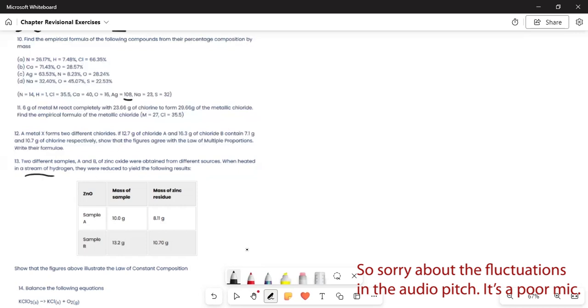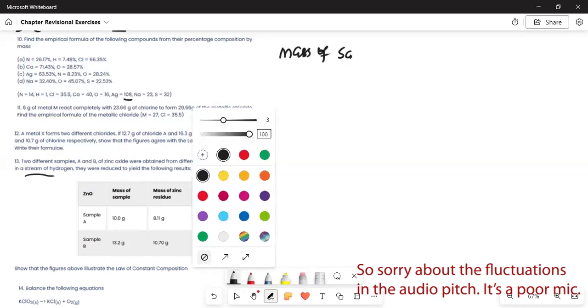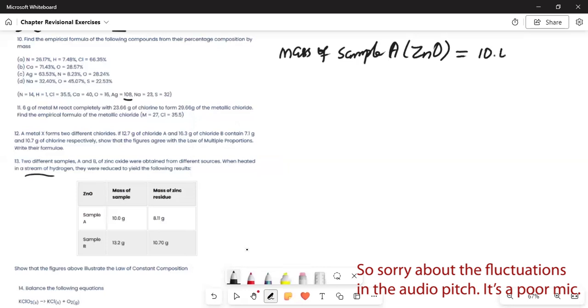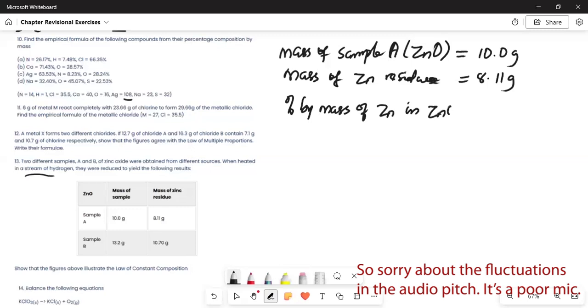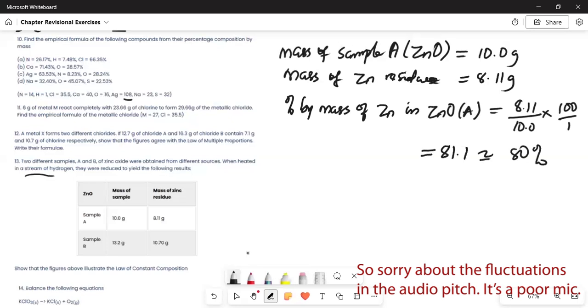Since the law is constant composition: the mass of sample A, which is the zinc oxide, is 10.0 gram. Then after reducing it, the zinc residue is 8.11 gram. The percentage by mass of zinc in the zinc oxide of sample A is equal to the mass of zinc residue, which is 8.11, divided by the mass of the oxide, which is 10.0, multiplied by 100. 8.11 divided by 10, then multiplied by 100, that is 81.1. To the nearest 10, that is 80%, as I round it to the nearest 10.